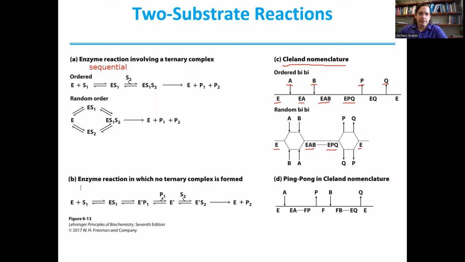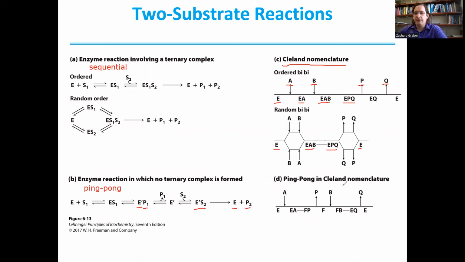Our ping-pong mechanism is shown down here at the bottom. So again, in the ping-pong mechanism, only one substrate is binding at a time, but it's modifying our enzyme. So substrate 1 binds, it reacts, and now we have our modified enzyme represented as E prime with our little apostrophe here. So that's just indicating that our substrate has modified our enzyme in some way as it produced our first product. That product is released, and then our second substrate comes in, binds that modified enzyme, produces our original enzyme and our second product.